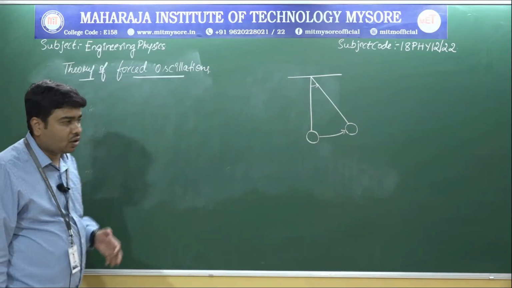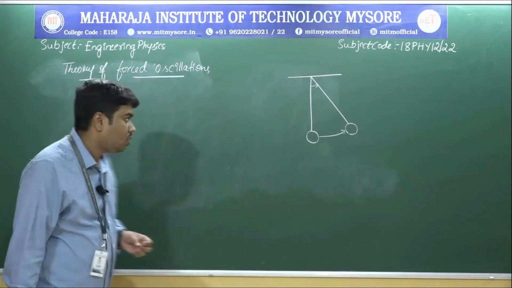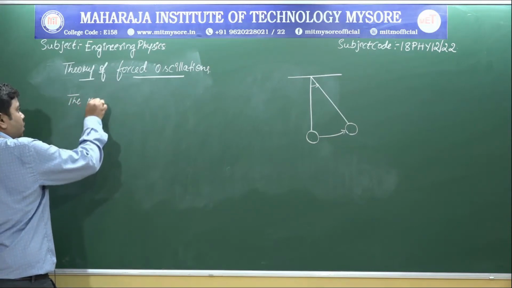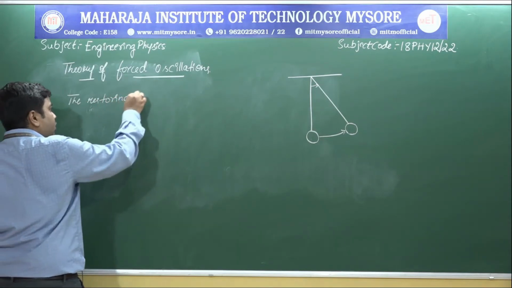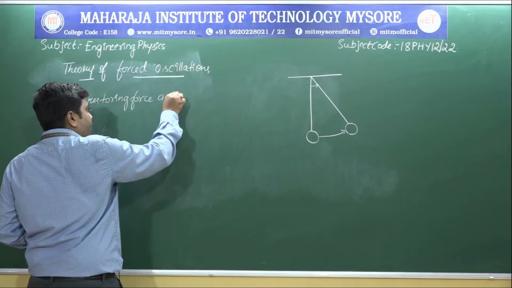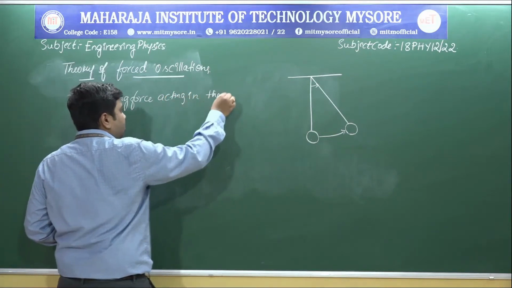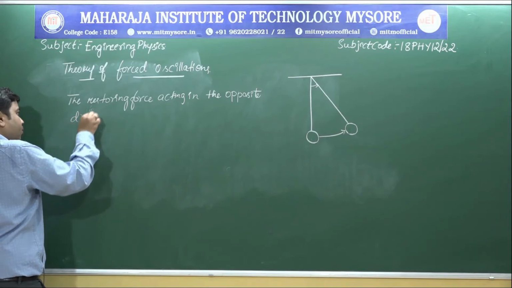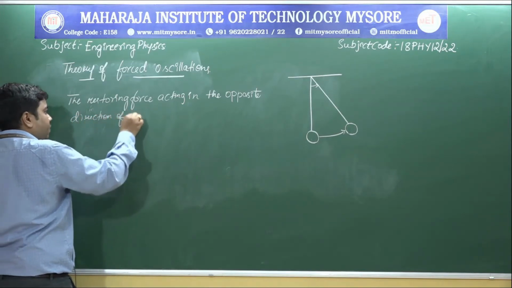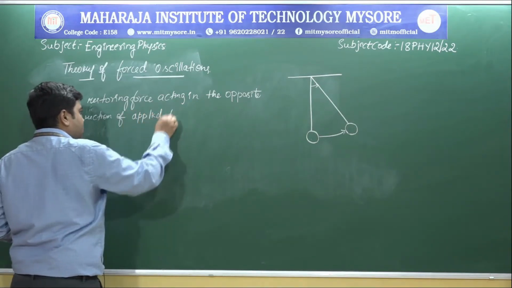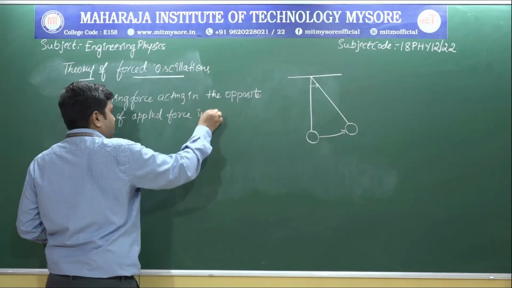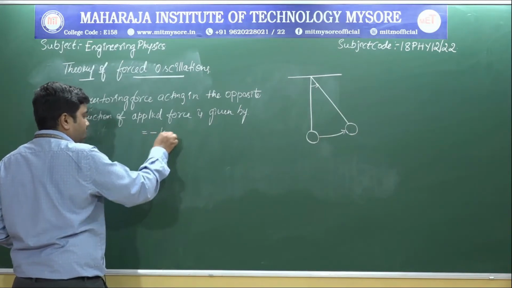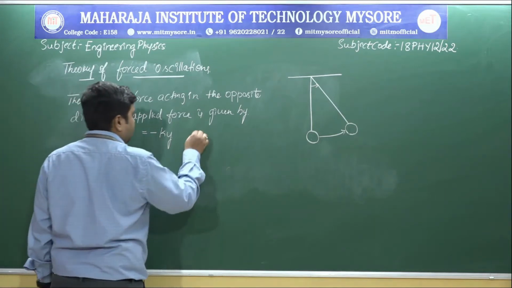There are three forces acting on the oscillating body for the forced oscillation. One is the restoring force acting in the opposite direction of the applied force, which is given by minus k into y. We'll call this equation 1.